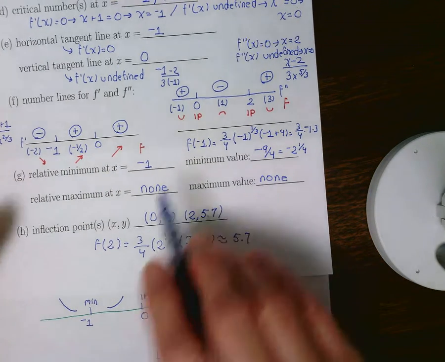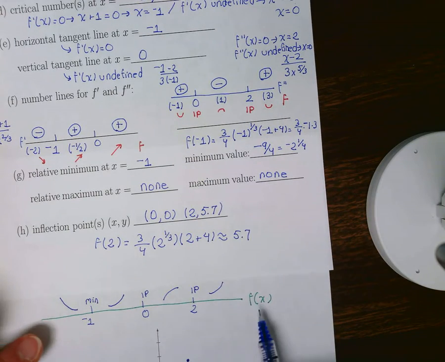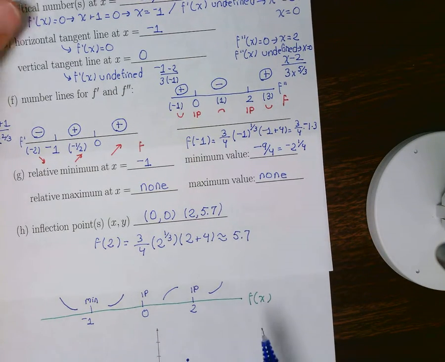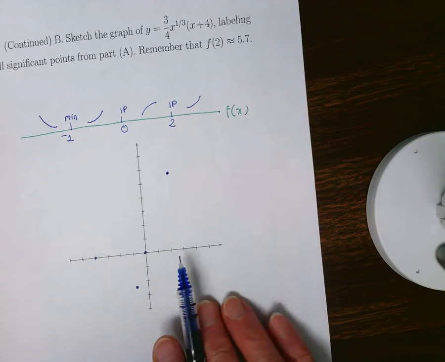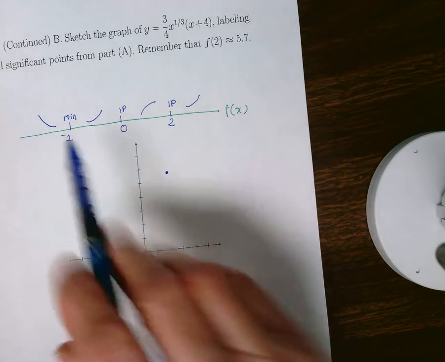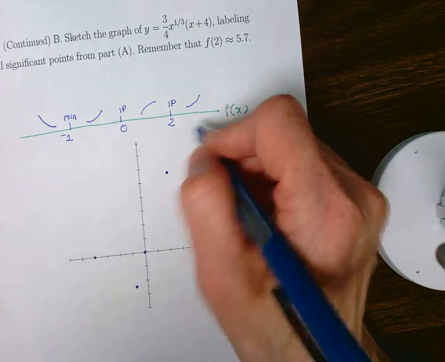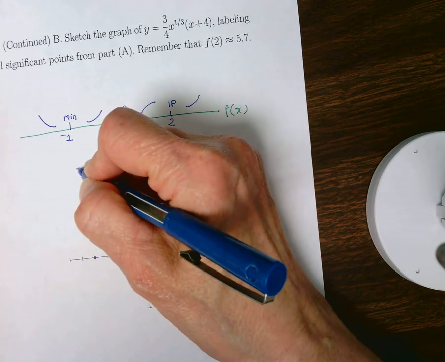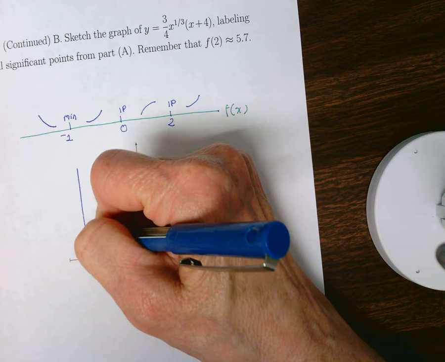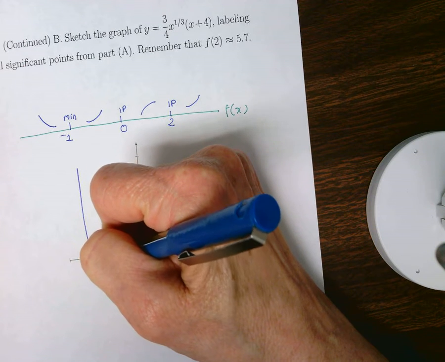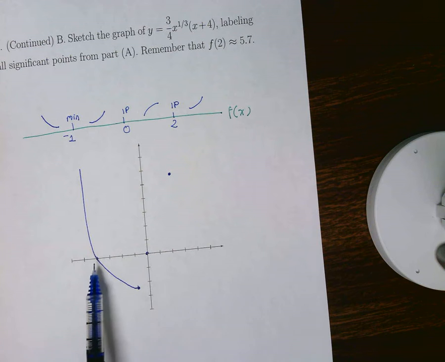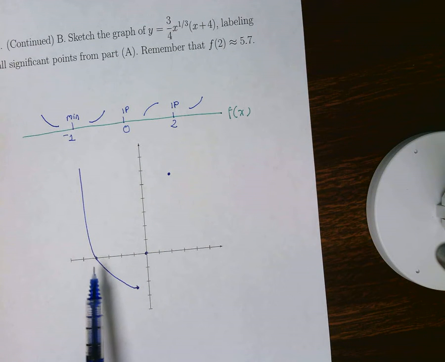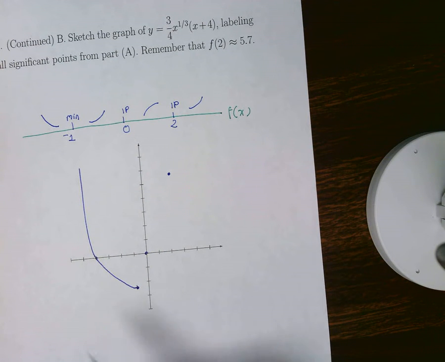I've just looked at my 2 number lines, combined them into 1 for the function. Okay, now I've done the hard part. Now I get to draw pretty pictures. Okay, so I just connect the dots using these shapes. So it must be doing something like this, going through the intercept. Okay, that intercept was the only reason it's there is that it's an intercept. It's not a significant point.